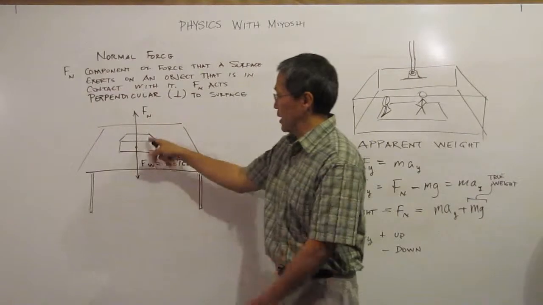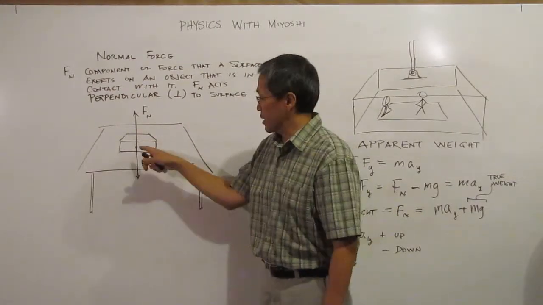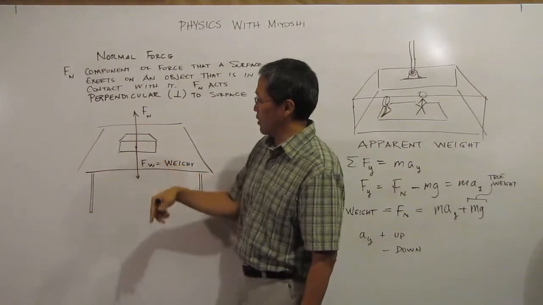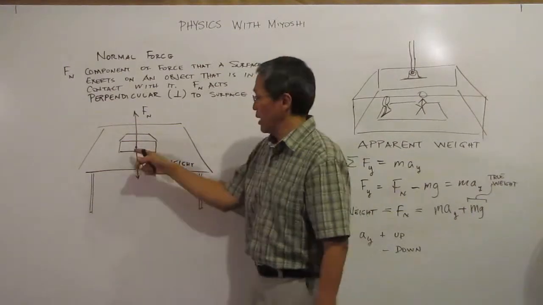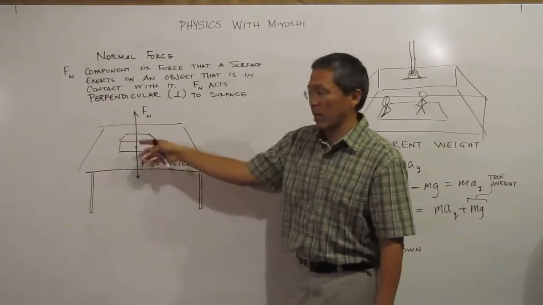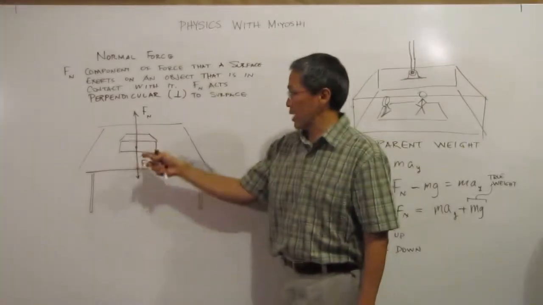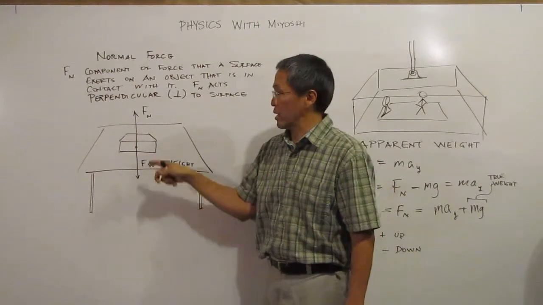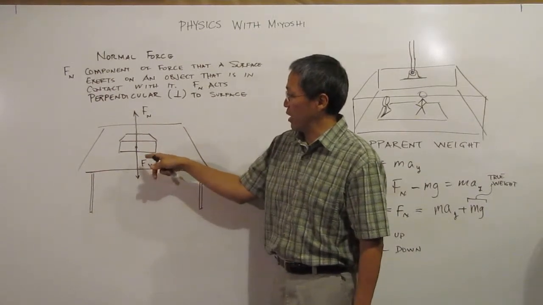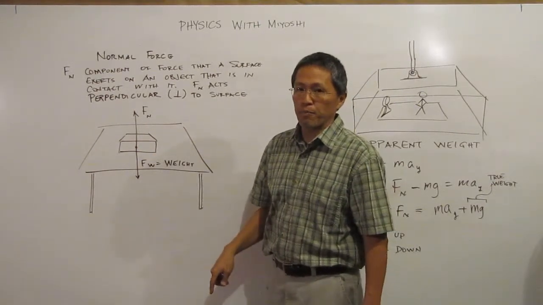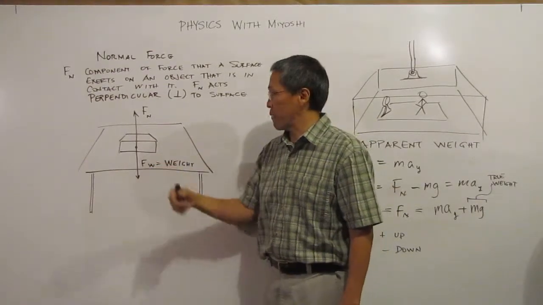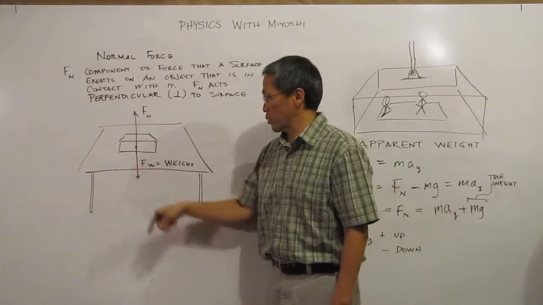If I set something on a table, the table exerts a normal force on that object. And in this case, as long as the object is not accelerating and is in contact with another surface, then that normal force will be exactly opposite and of exact same magnitude as, in this case, the weight.